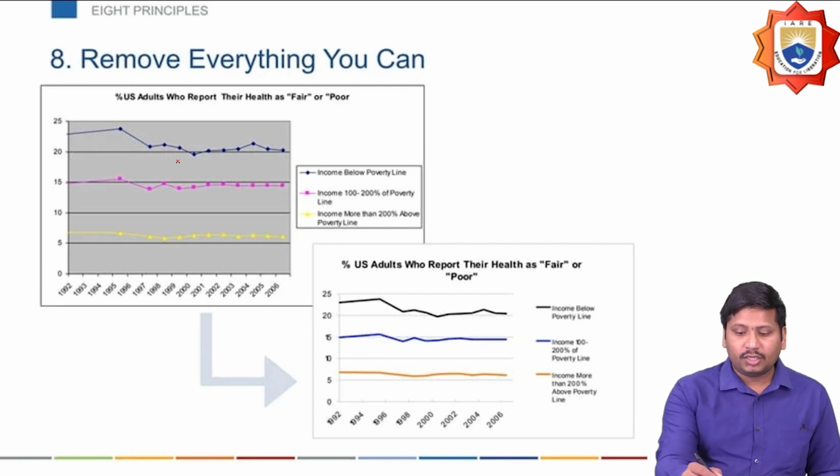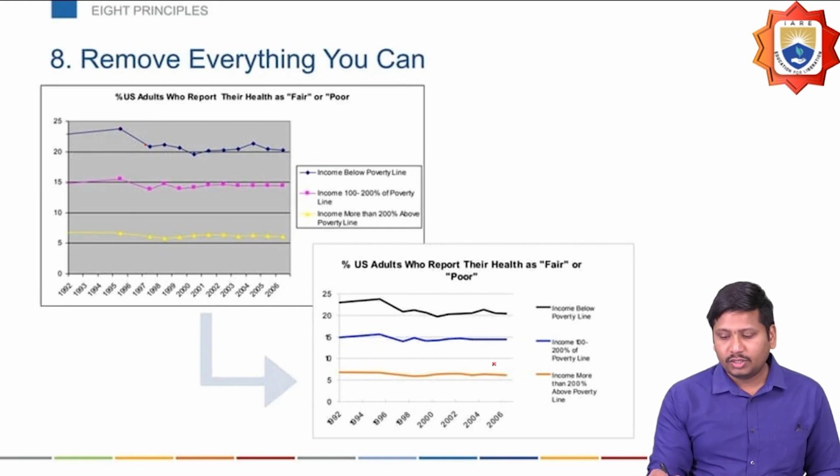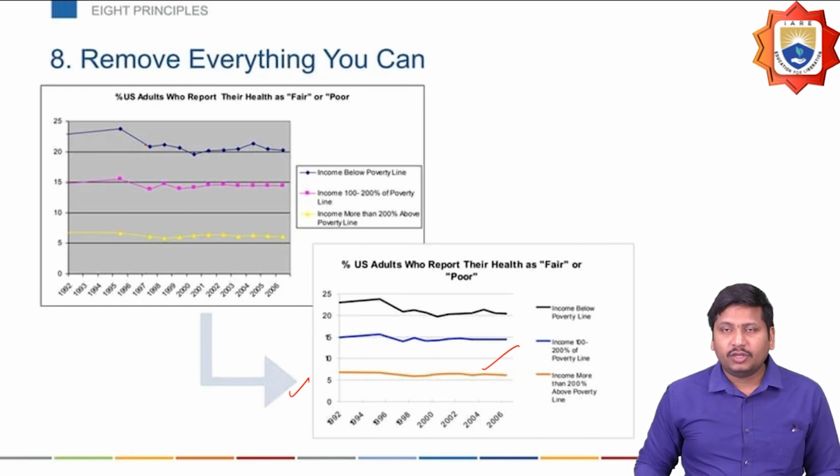Suppose here I'm going to show the dot by dot values year wise. If I remove all these things, this is how the graph looks. It is the better way of presenting this kind of visualization. So remove everything that you possibly can.